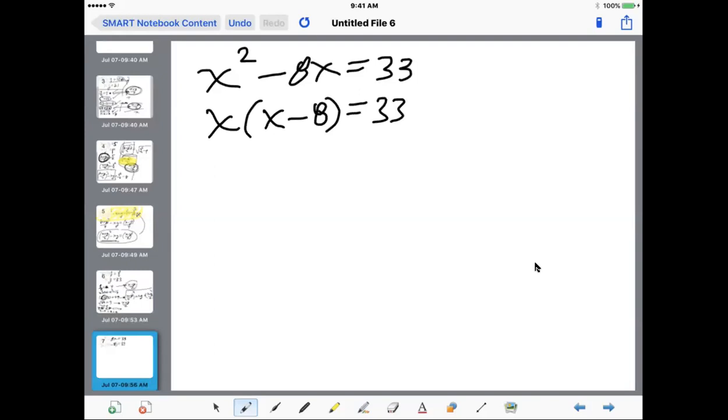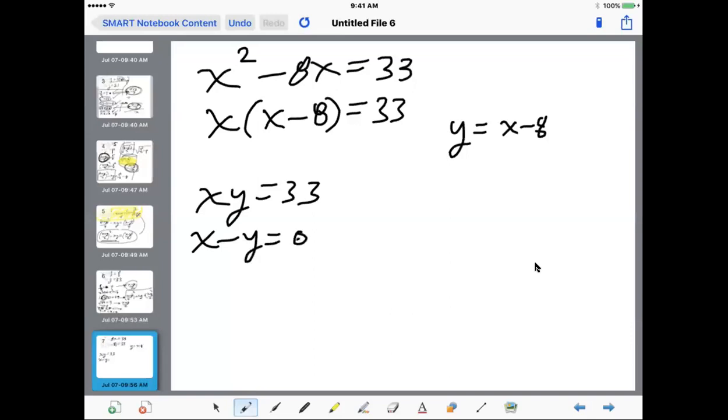If I do a little substitution, what if I replace x minus 8 with y? Then it will say xy equals 33, which is like what we had in the last question where we had a product. But we also have x minus y equals 8, because this is 8 more than that. And now we have the situation from before, the last one I did.